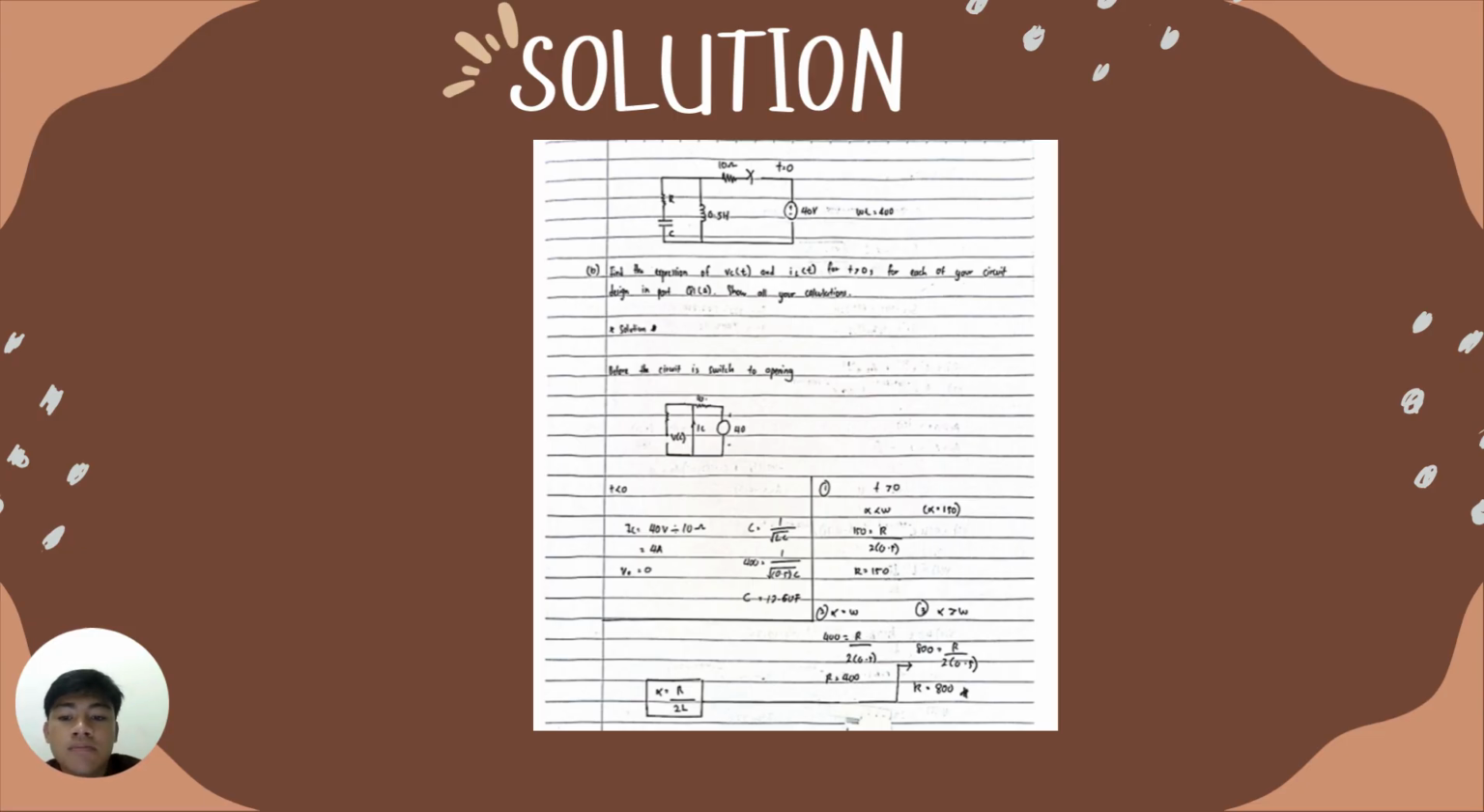The next step, t more than 0. So first, alpha less than omega is underdamped. So to find the resistor, 150 equal R over 2L. So for underdamped, R equal to 150. For critically damped, R is 400, and for overdamped, R is 800.